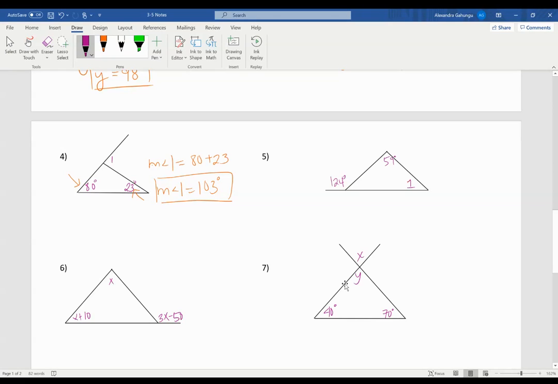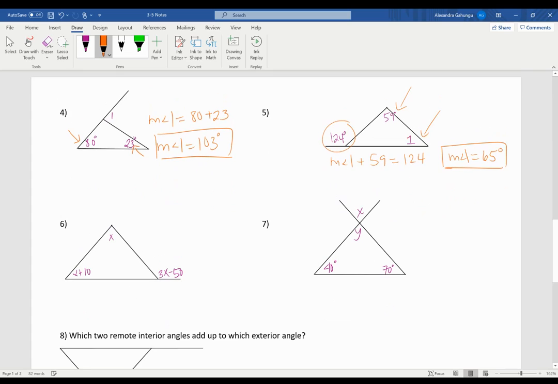Okay, so our next one also goes over our exterior angles. We've got angle 1, and now we have these two adding up to our exterior angle 124. So the measure of angle 1 plus 59 should equal 124. That means that the measure of angle 1 would be 124 minus 59, so it's 65 degrees.